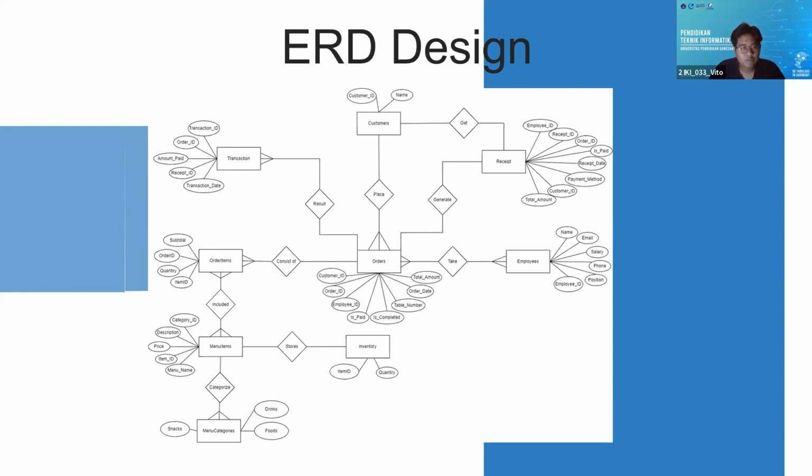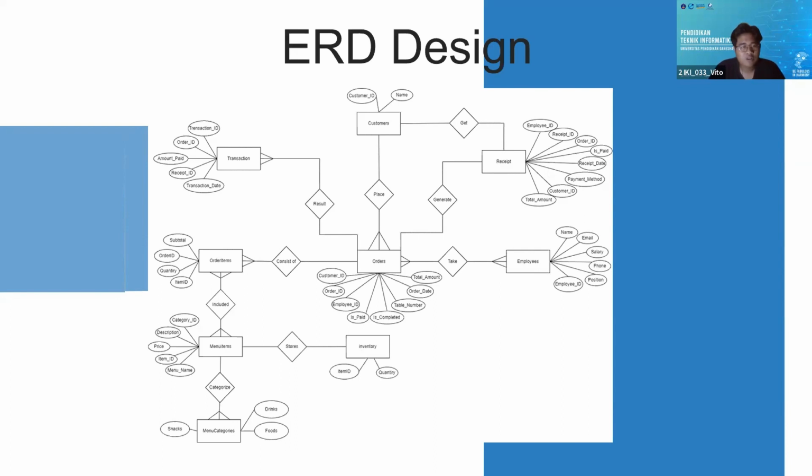The sixth one is a menu category has a one-to-many relationship with menu item. This means that a menu category can include multiple menu items. So the action represented by the relationship is that a menu category can have multiple items. And the seventh one is the menu item has a one-to-many relationship with order items. So this means that a menu item can be part of multiple order items. So the action represented by this relationship is that a menu item can appear in multiple orders.